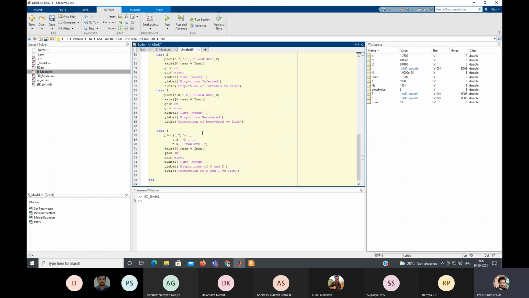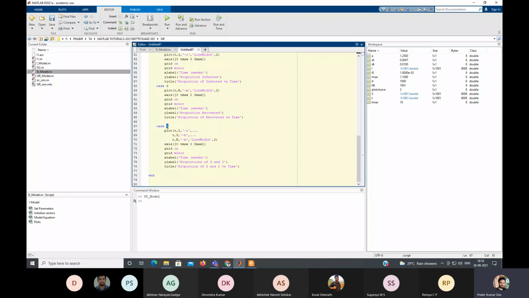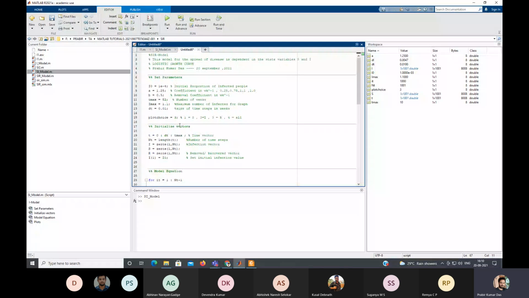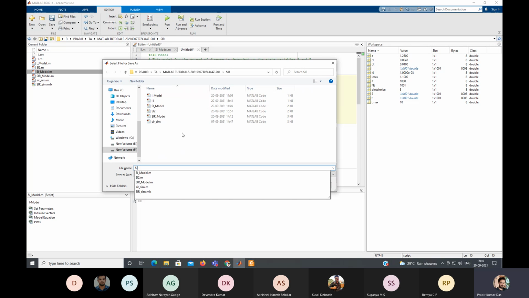So it will first plot t versus I in red, then t versus S in blue, then t versus R in magenta. Otherwise everything remains the same. And we have to change this thing. See if we plot it, so our equation is as is.